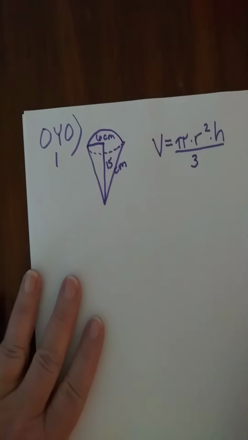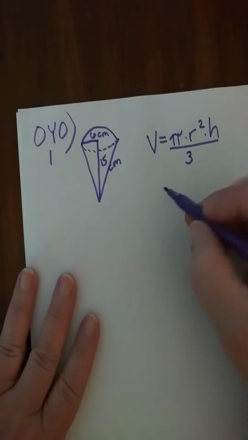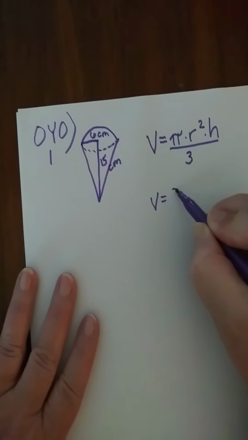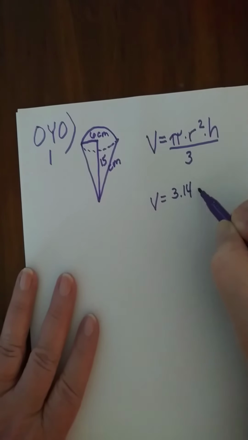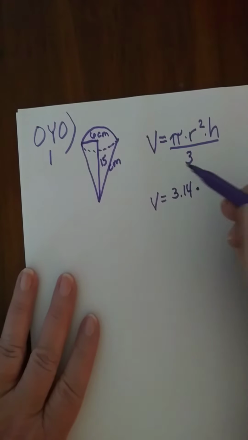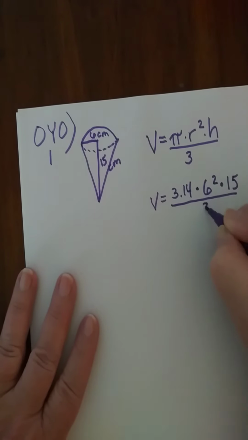All right, now we can fill in what we know. We know that pi is 3.14. We know that my radius is 6, so that's 6 squared. I know that my height is 15, and the whole thing has to be divided by 3.